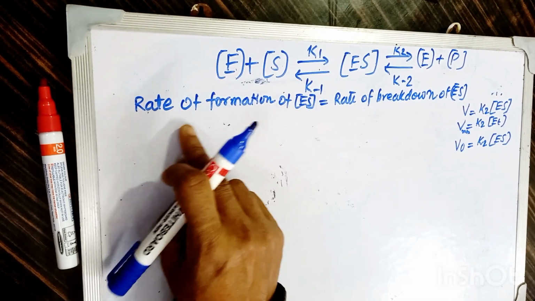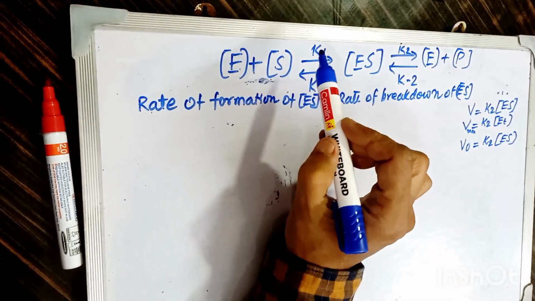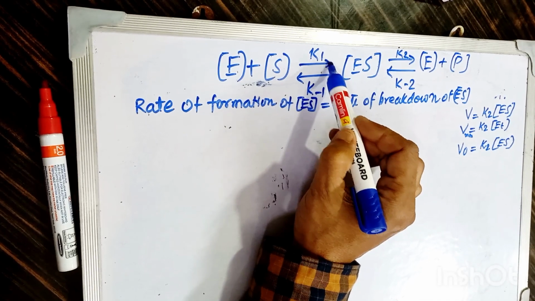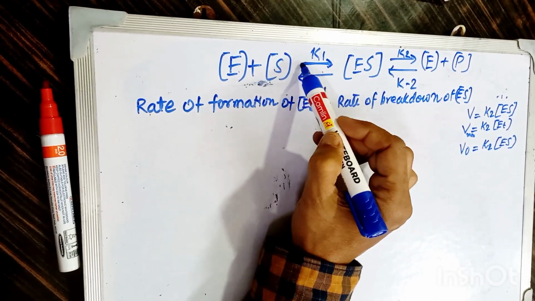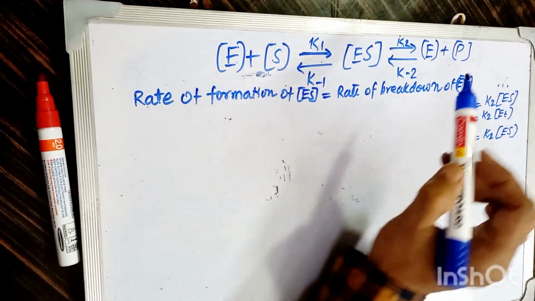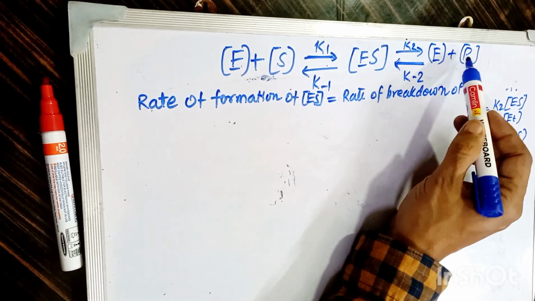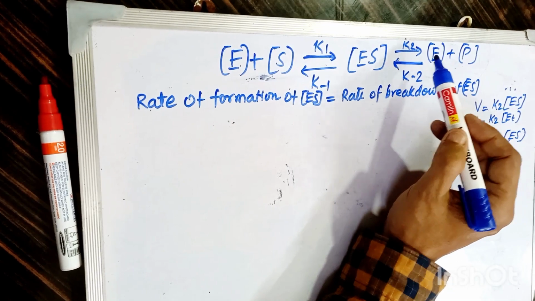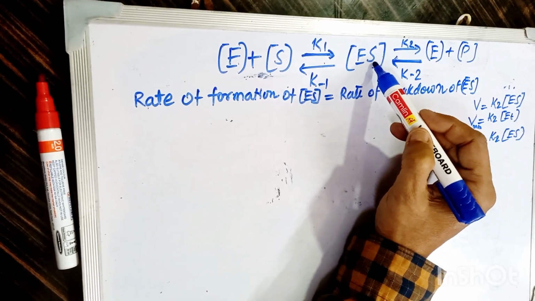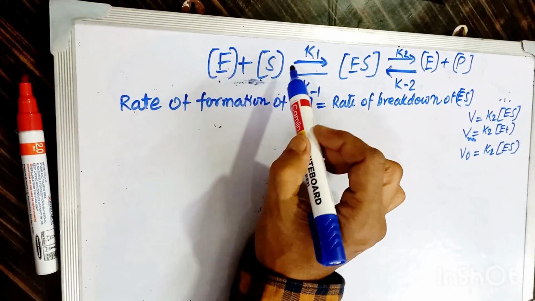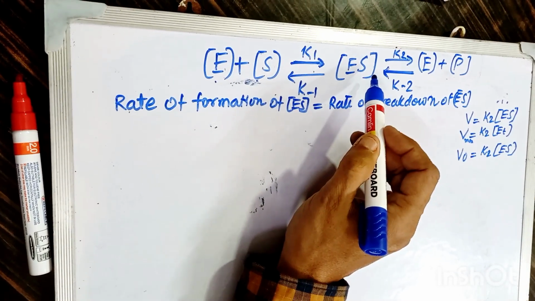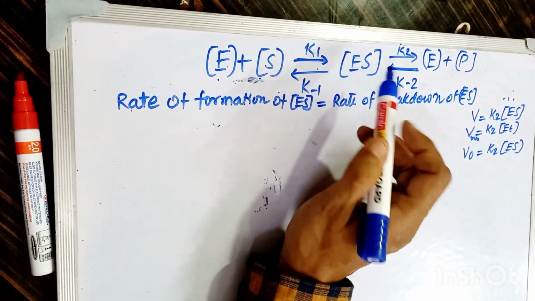So how is ES formed? ES is formed by this forward reaction, and ES is also formed by this backward reaction. In the backward reaction, the enzyme and product react to form ES, and here the enzyme and substrate react to form ES. ES is formed by these two reactions.